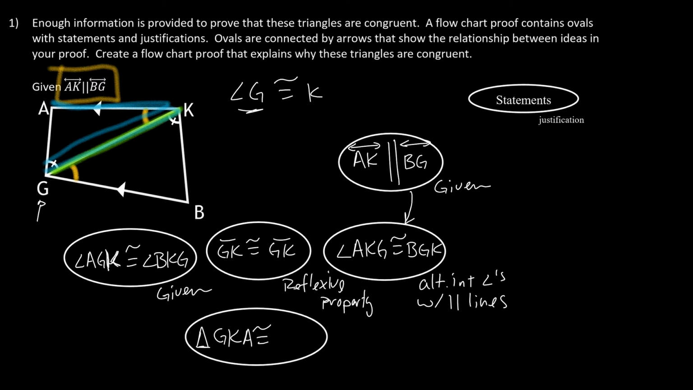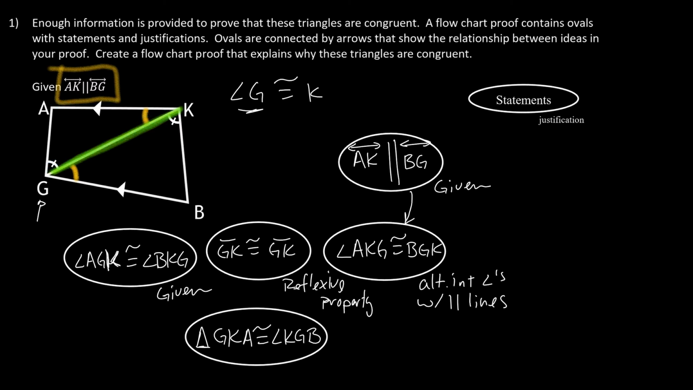I went G to K to A. So I'm going to have to go K to, wait a minute. I said G, K, A. Oh, I'm going to have to say K, G, B. Oh, that's clever. I'm going to have to say is congruent to angle K to G to B. Is that right? G to K to A and then K to G to B. That's right.